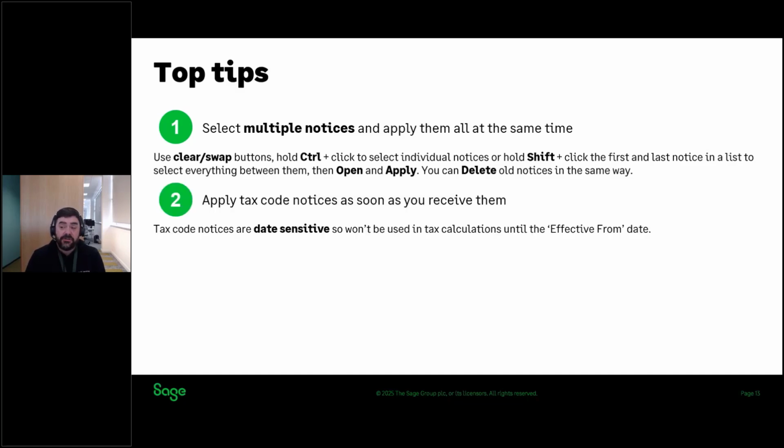Top tip number two is that you can apply tax code notices as soon as you receive them. So they are now date sensitive, and particularly when you get the P9 notices through towards the end of the tax year, you can apply them straight away so that that's done and out of the way, and they won't be used in any tax calculations until that effective from date.